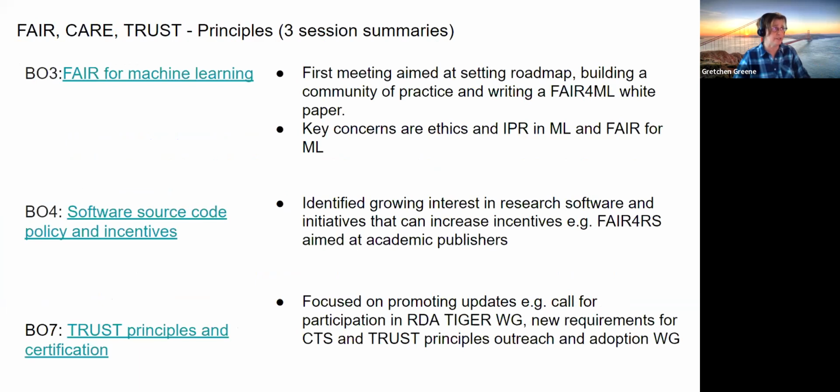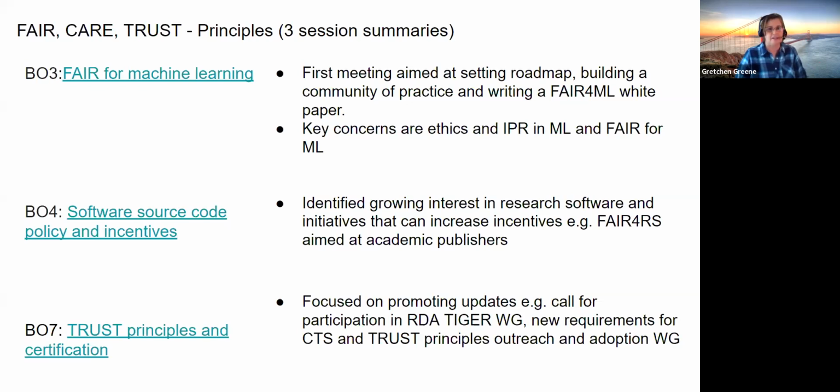So of the FAIR, CARE, and TRUST principles, here are the three summary sessions that I'm going to report. For the first, breakout three, when you see the BO here, that's a breakout session. So this was the third breakout session. There was FAIR for machine learning. And this meeting aimed at setting up a roadmap and coming up with a community practice and writing this FAIR for machine learning white paper. And obviously there's lots of concerns and discussion around ethics in machine learning, and how does FAIR actually apply to machine learning and vice versa.